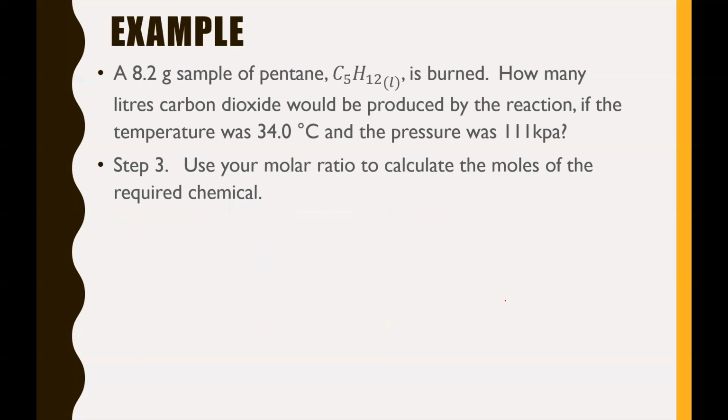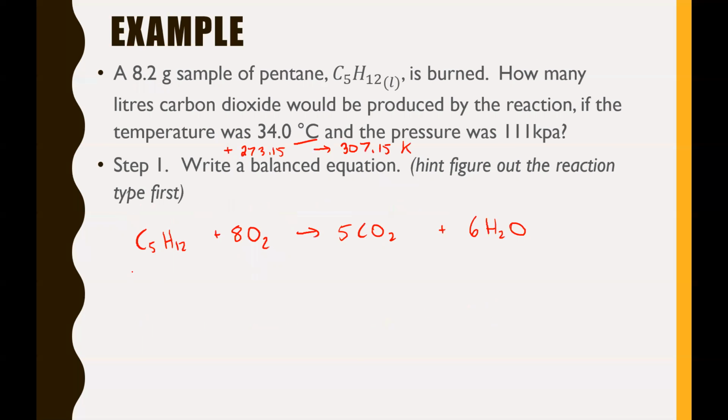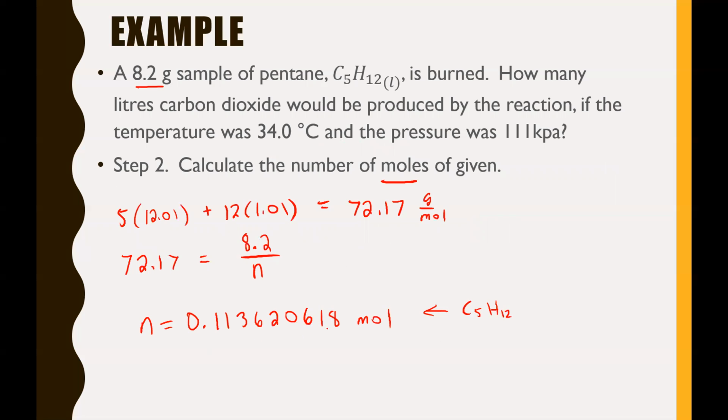Next step here, moving on to step 3. Use your molar ratio, those are your coefficients in your balanced chemical formula, to calculate the moles of the required chemical. Let's look back at our actual question itself. It's asking how many liters of carbon dioxide, so that's going to be our required chemical, would we produce. So since carbon dioxide is our required, let's go back to our balanced chemical equation. We only have one part of our pentane, but we have 5 parts of CO2. So what that basically means is this number we found for the number of moles of C5H12, pentane, only represents one part.